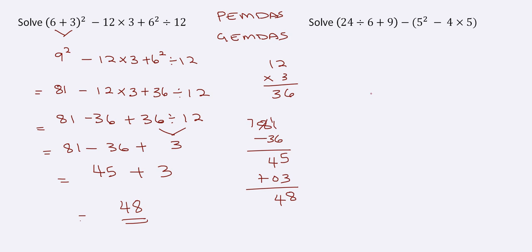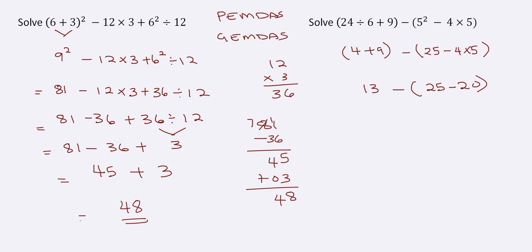So now we have two parentheses here. So let's start from the one on the left hand side. Inside of this parenthesis, we have division and addition. So we have 24 divided by 6. That's going to be 4 plus 9. Okay. And then here, inside of this parenthesis, we have exponent. So it comes first. 25 minus 4 multiplied by 5. So 4 plus 9 is 13 minus 25 minus 20.